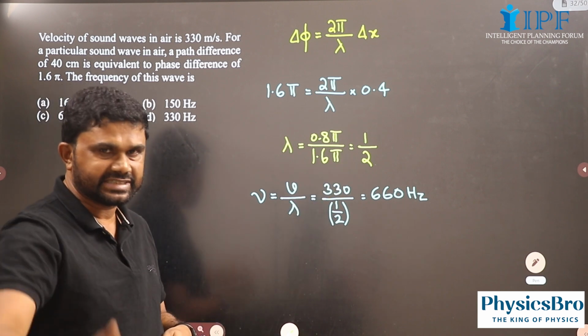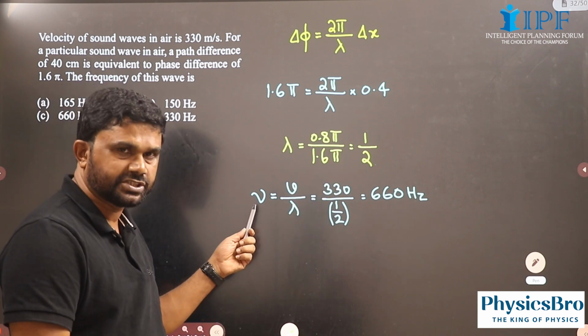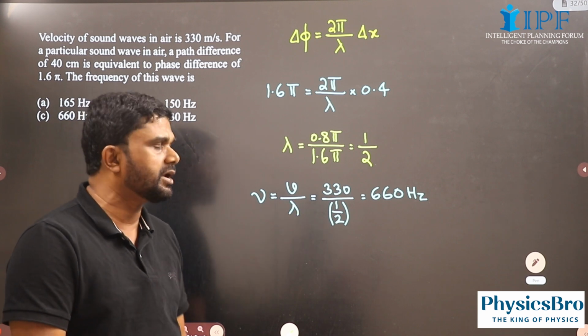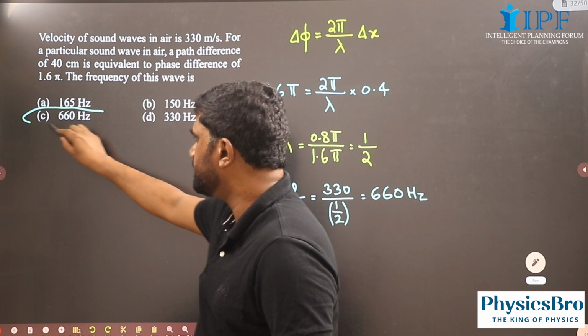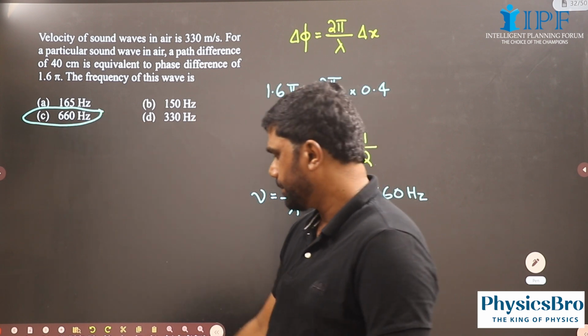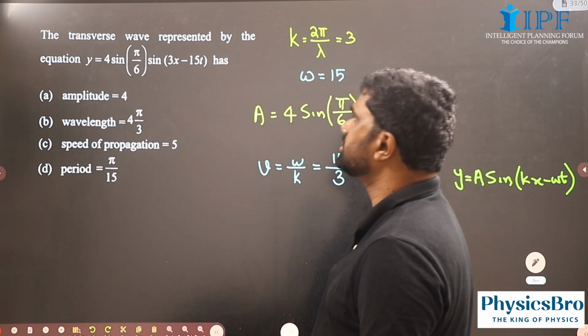Speed is given as 330. We have to determine frequency. V by lambda, 330 divided by half, so it will be 660 Hertz. So this must be the correct option. Okay. Now let's see what we have next.